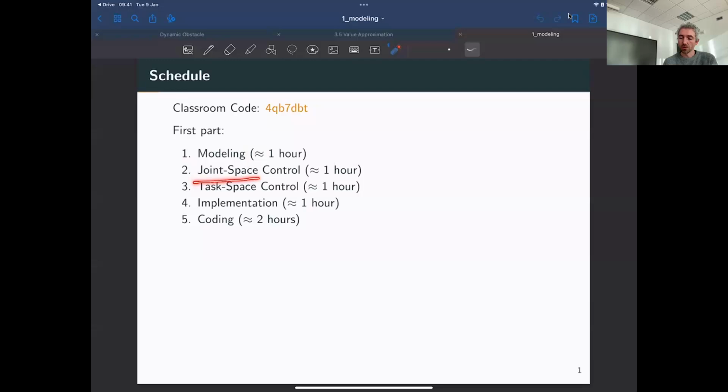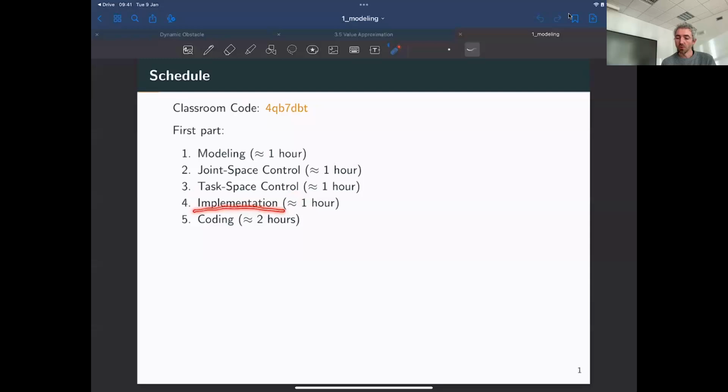Then we're going to talk about doing control in joint space. So assuming that you know exactly how each joint of the robot should move, how can you do control? Then we're going to move to task space. So assuming that you want to control not directly the joints of the robot, but a given function of the robot state, such as the center of mass, which is very important for walking, or the position of the feet, which again is a very important part of walking.